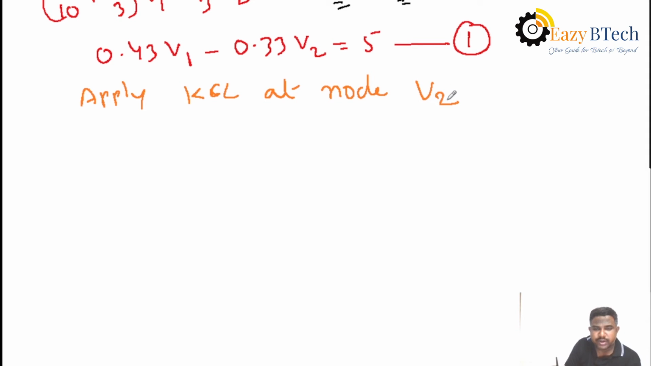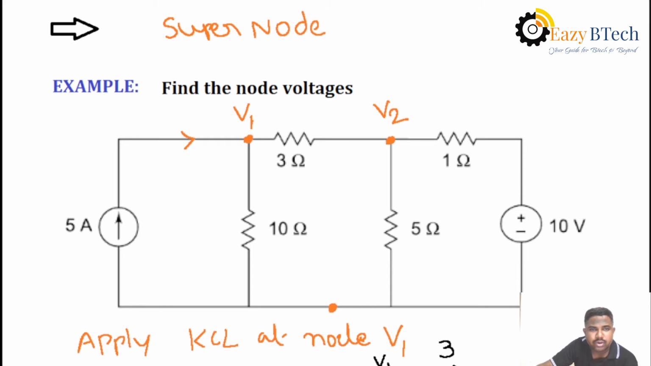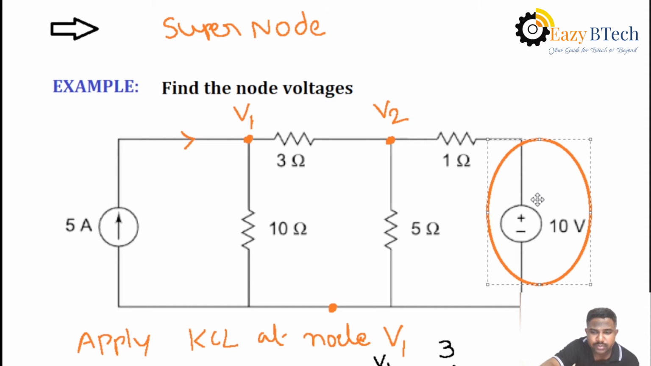That is, we must draw the circuit at node V2. Then at node V2, this is V2 and this is V1 connected by 3 ohms. In the given circuit, what are the elements connected at node V2? That is, 5 ohms are connected, and 1 ohm joining with the 10 volt source is also connected.